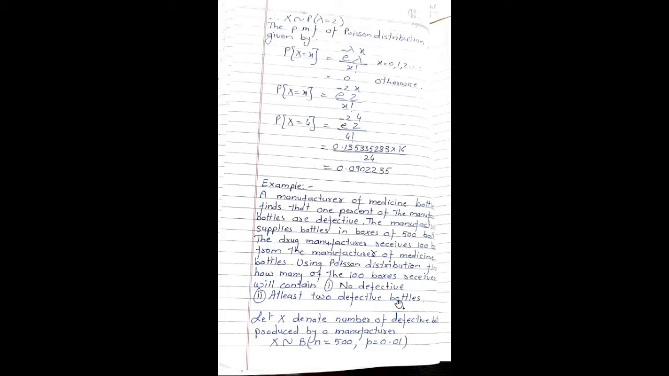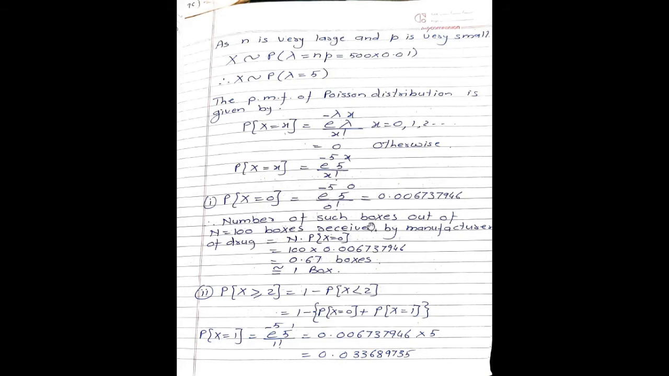Now bottle will be defective, bottle will not be defective. So it's a Bernoulli trial. So we can apply binomial distribution. So let X denote number of defective bottles produced by the manufacturer. So X follows binomial distribution with n is equal to 500 and P is equal to 0.01 because 1% are defective. So as n is very large and P is very small, X will follow Poisson distribution with lambda is equal to np, which can be considered as 500 into 0.01. So X follows Poisson distribution with lambda is equal to 5.